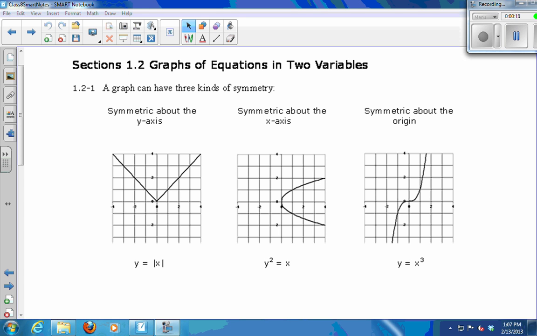There is symmetry about the x-axis. The x-axis acts like the mirror, or the place where you should fold so that you have the two pieces lying on top of each other.